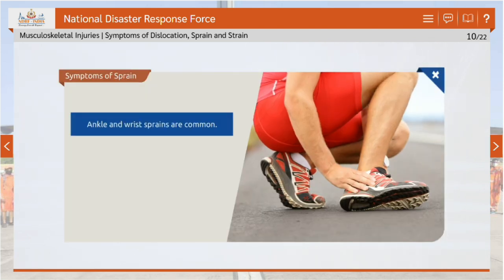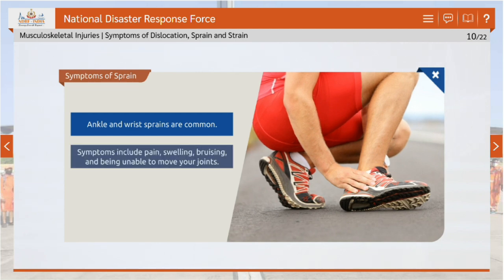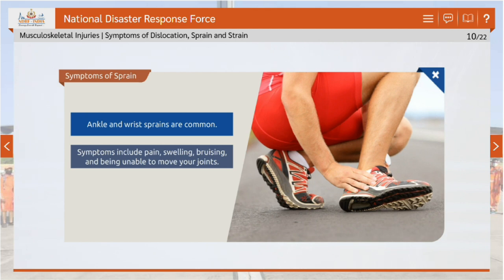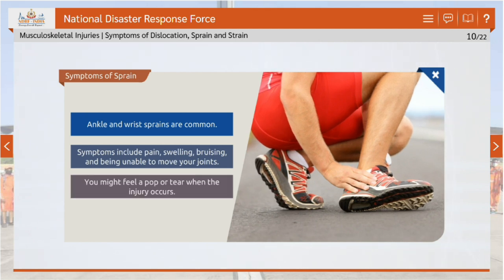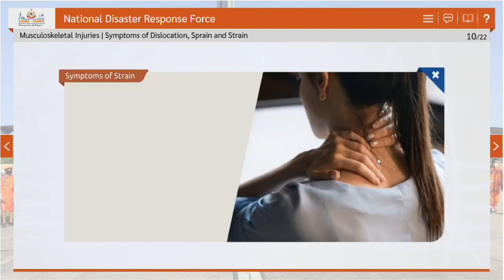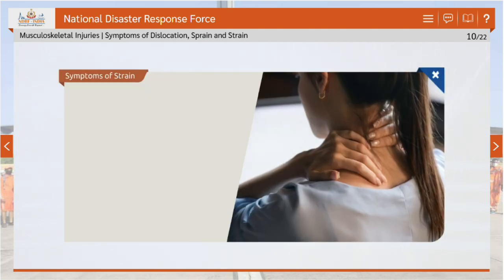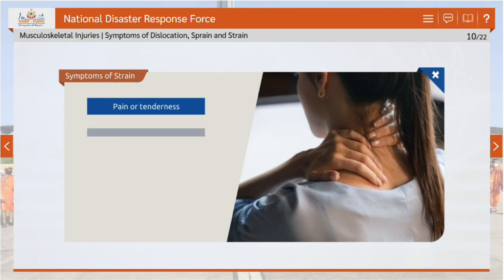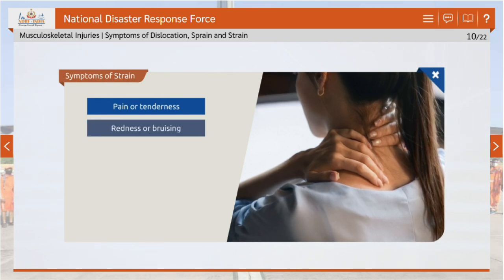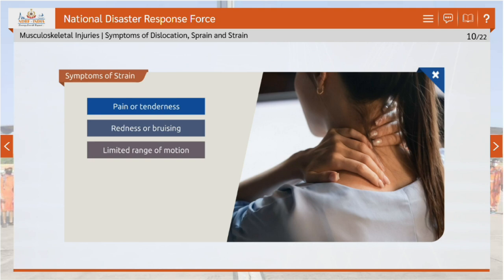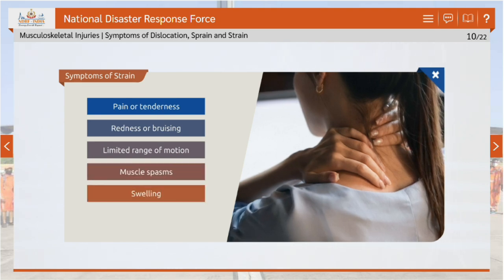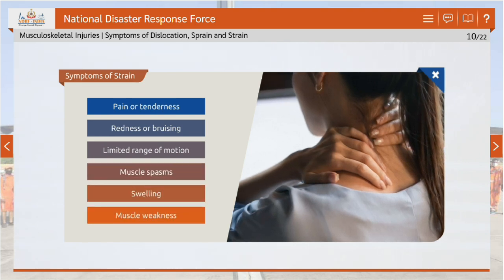Ankle and wrist sprains are common. Symptoms include pain, swelling, bruising, and being unable to move your joints. You might feel a pop or tear when the injury occurs. Symptoms of strain may include experiencing pain or tenderness, observing redness or bruising in the affected area, experiencing limited range of motion, muscle spasms, swelling, and a sensation of muscle weakness.